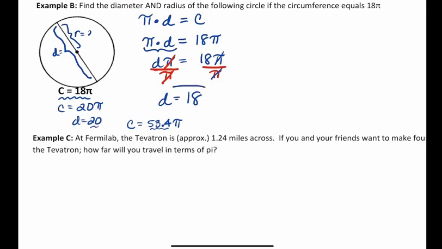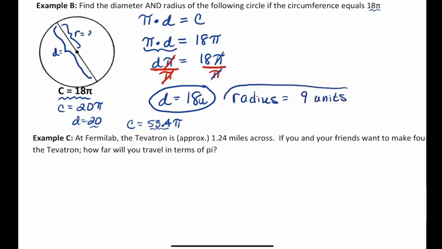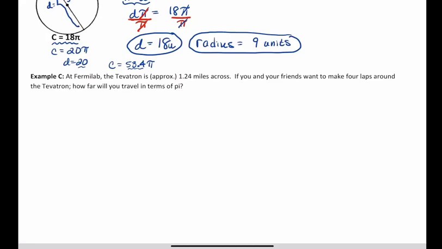So we've got diameter of 18. D equals 18. This one doesn't give a unit, so I'm just going to say 18 units. And it also asks for the radius. So the radius is half the diameter, so the radius has got to be 9 units. All right, now moving along to example C.